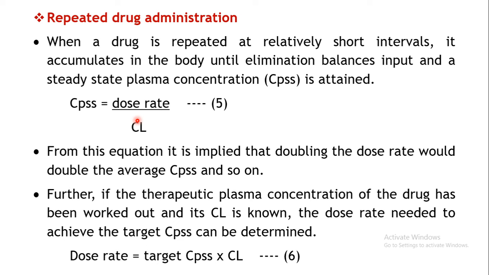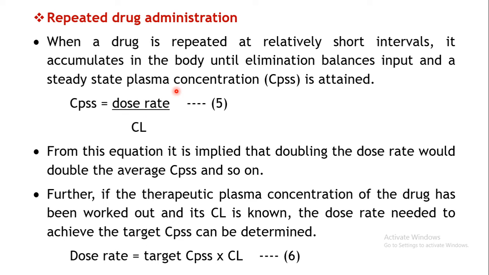Still 50% is there in your body and you have added the second dose. So what will happen? Obviously the plasma concentration will be higher. As you go on repeating, a time will come wherein your administration will be balanced by the elimination and a steady state plasma concentration will be achieved.